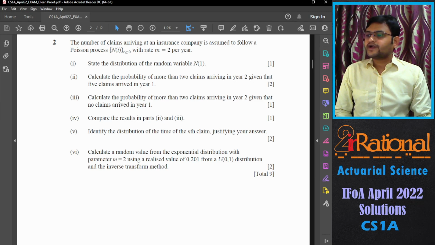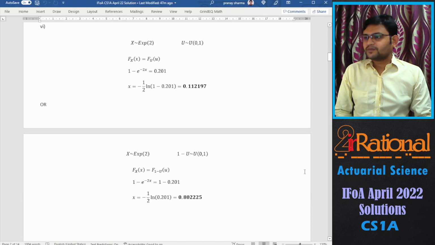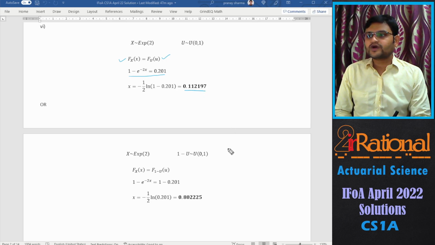Sixth part, calculate a random value from the exponential distribution with parameter m equals 2 using a realized value of 0.201 from the uniform 0,1 distribution and the inverse transformation method. This can be done in 2 ways. I have shown both of them. We can say either F of x is equal to F of u, and that gives us this. Rearrange it and you will get x equals 0.112197.